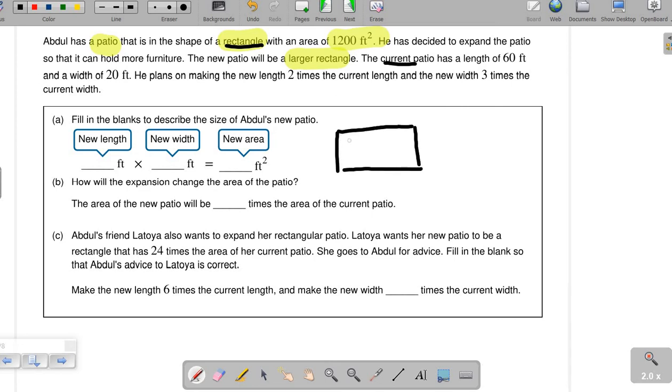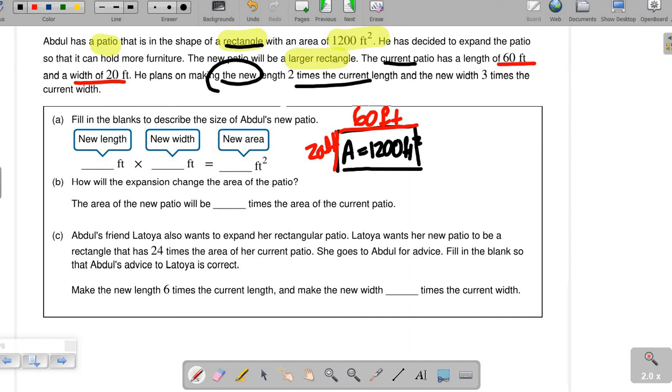Our original patio had an area of 1,200 feet squared. The current patio had a length of 60 feet and a width of 20 feet. He plans on making the new length 2 times the current length. So the new length is 2 times the current length and the new width is 3 times the current width.